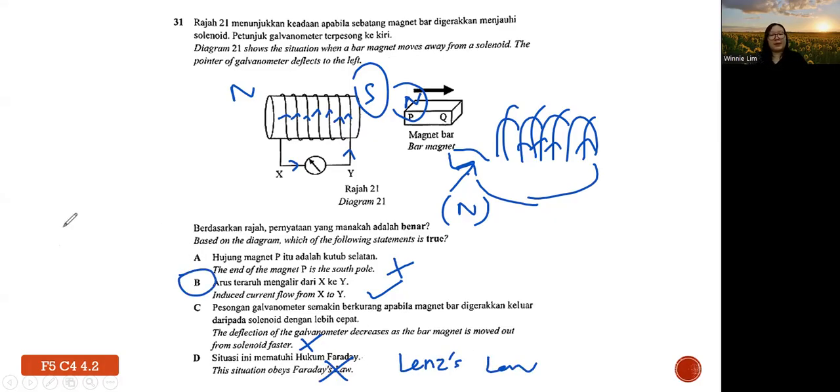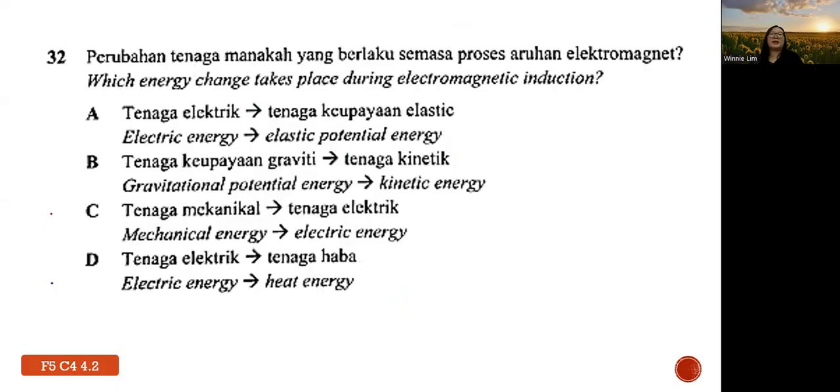So the answer is B. Okay, proceed. We have question 32. Which energy change takes place during electromagnetic induction? So just now, the teacher also elaborated on the idea.